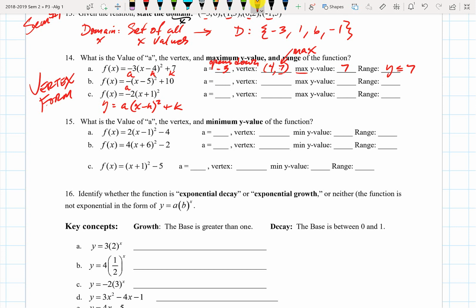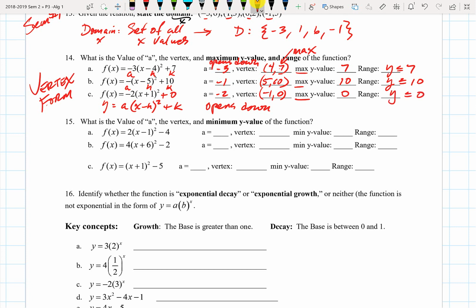So for example, in the next one here, a is -1, h is 5, and k is 10. So the vertex is (5, 10). It's a max because it opens down, and the max y value is 10. So the range is y is less than or equal to 10. If a is negative, it opens down, and you always have a max at that vertex. In this case, the vertex is (-1, 0), so the max y value is 0, and the range is y is less than or equal to 0.